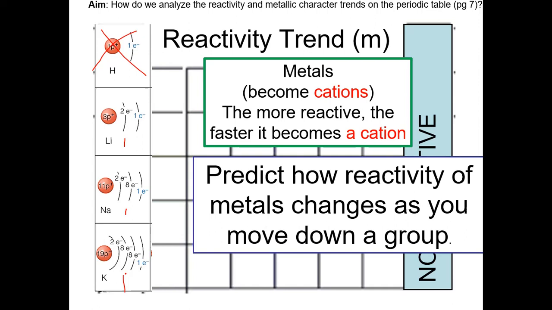So now let's look at shielding. For lithium, it is 2 inner electrons. For sodium, it is 10. And for potassium, it is 18. So based off of this, which element has the strongest shielding effect? That would be potassium because it has the most inner electrons.